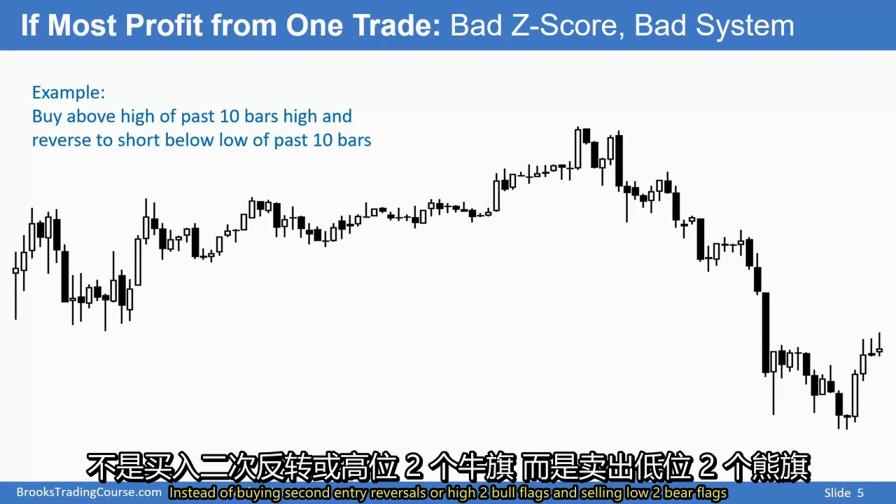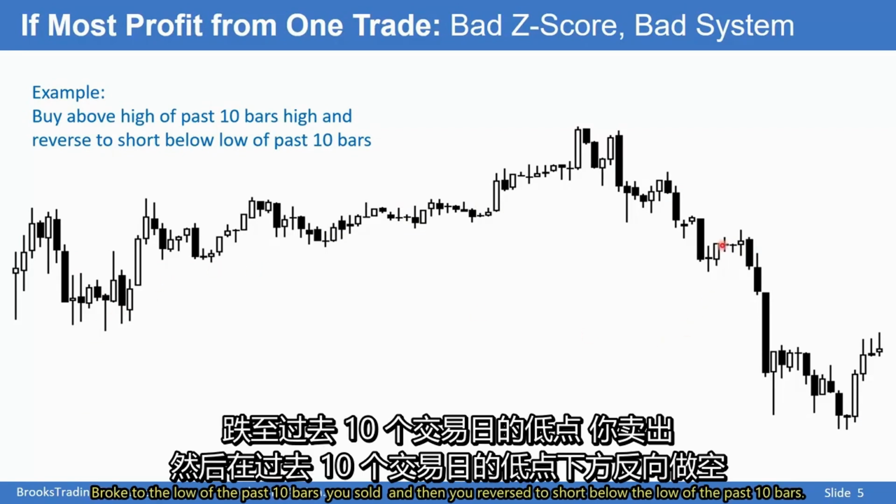Here's another system using the same chart. Instead of buying second entry reversals or high two bull flags and selling low two bear flags, let's say instead you bought at the high of the prior 10 bars and you reversed to short below the low of the past 10 bars.